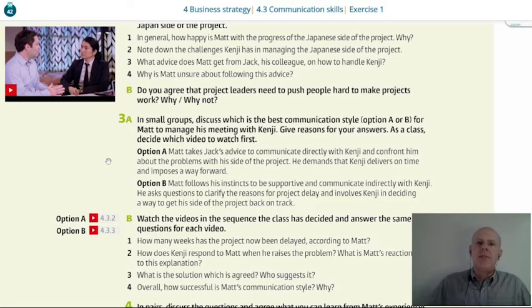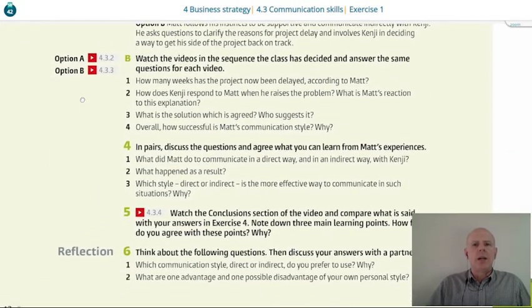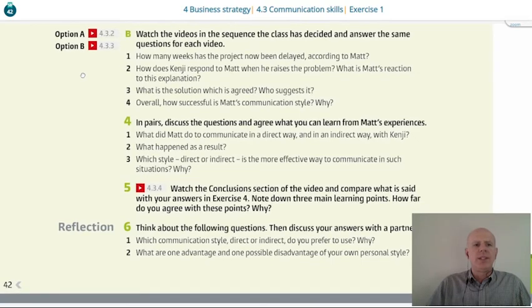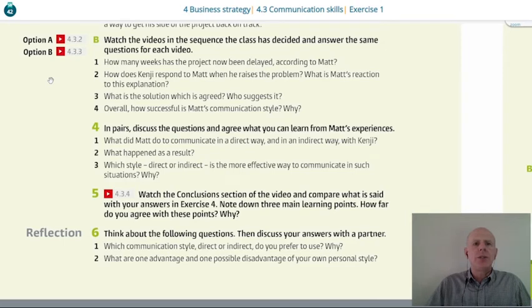So we have seen now, before watching the videos, that the problem is project delay. How is Kenji going to be on time again? And we have a direct way and indirect way. Why don't you watch both videos before our live lesson, and then we can talk about these two different styles. But which one do you like more? This is my question to you.